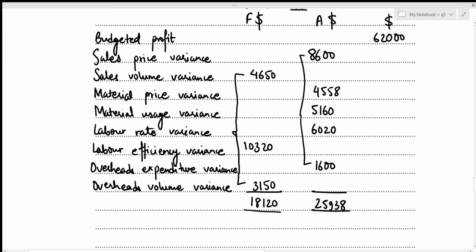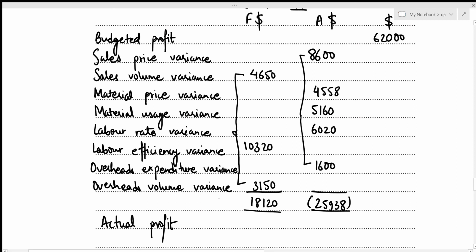25,938. Now we need to adjust these favorable values and the adverse values to our budgeted profit. And this is pretty obvious. So we will add the favorable values whereas subtract the adverse values. So let's record it in a bracket indicating that this needs to be subtracted. And now this will give our actual profit.